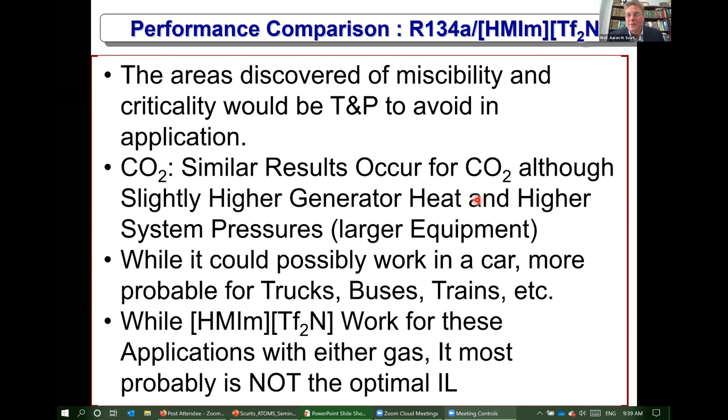Now, it seems like it might be possible theoretically to put this in the car, but we think that there's a better probability to possibly put these in trucks or buses or trains, something with a larger space available and potentially more compact places where we can actually get the heat to run these particular things. And again, this was just looking at R134A and HMM-TF2N because we had the VLE data and the modeling already done. So it was easier to simulate these potential power cycles or absorption refrigeration systems. So again, we give it about a 1 in a million chance that this HMM-TF2N and R134A is the best match possible for these type of applications.